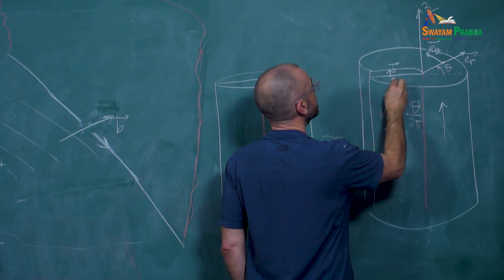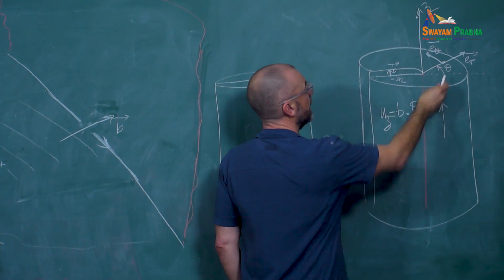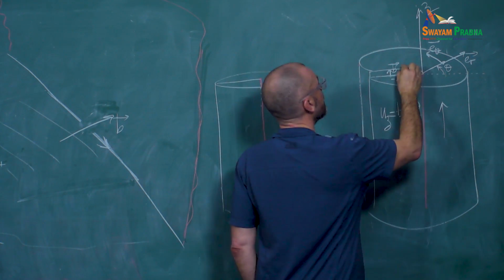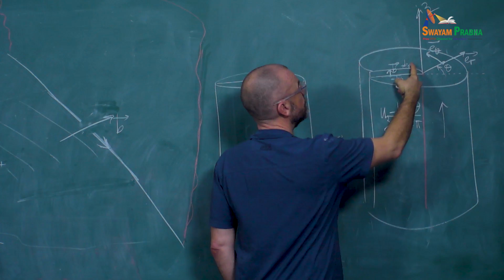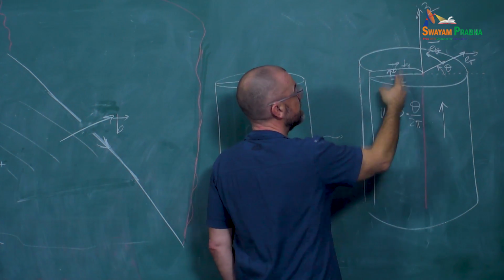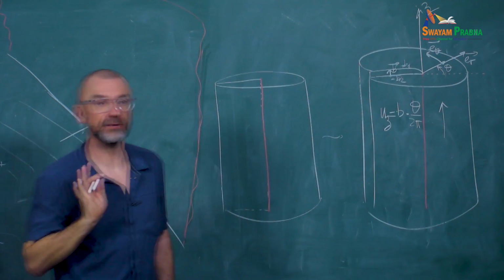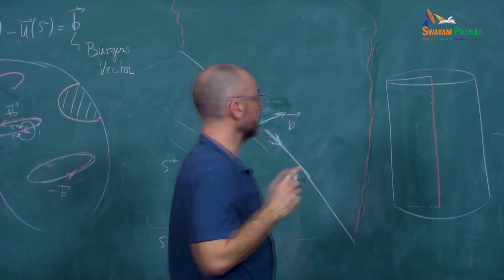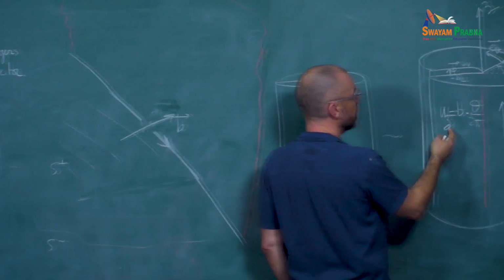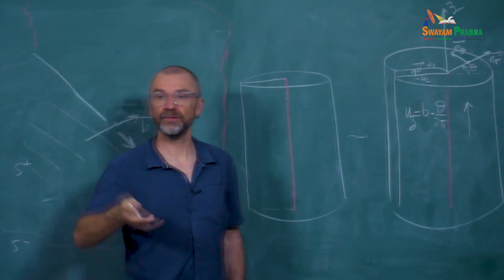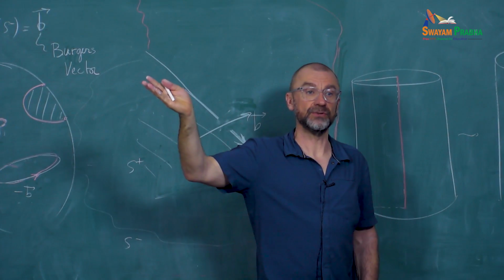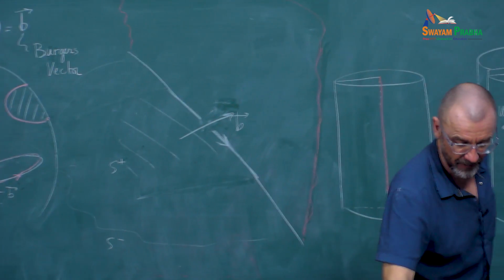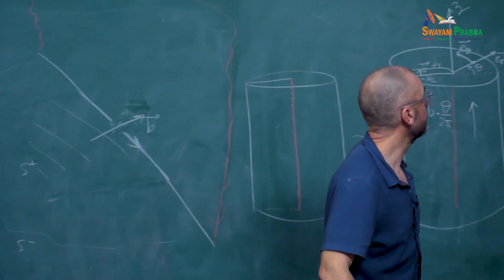So I have minus B over 2 on this side. And then when I go on the other side, theta is plus pi. So it's plus B over 2. And so the difference between the two is B, the Burgers vector. So it's fine. It satisfies the boundary conditions, right? So that gives you the displacement. Once you know the displacement, then you can compute the strain and the stress, right? And they come out nicely here.